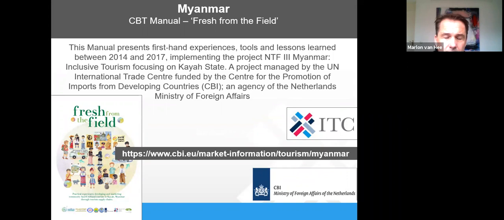This is a manual that we developed after our first project in Myanmar for Kayah State. The lead author is Mr. Peter Richards, a great expert in the field of community-based tourism development. And I'm very proud that I could contribute to this manual as well. It's about successful community-based tourism development.